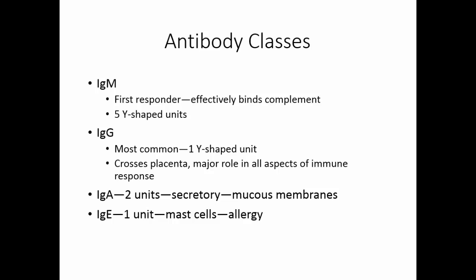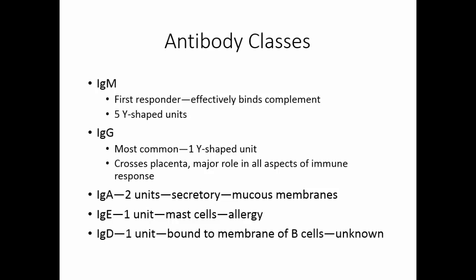IgE is a single Y unit. We find this one coating up mast cells. IgE plays a role in allergies. And the IgD is also a single Y unit. This one is bound to the membrane of B cells. We know that plenty of mammals don't have IgD and still have a very functional immune system, so we don't really know the role of IgD.